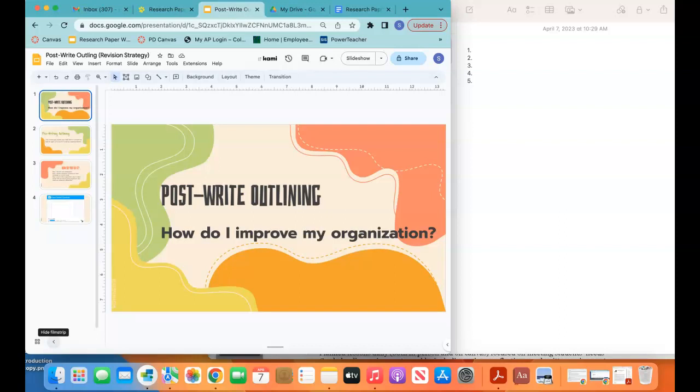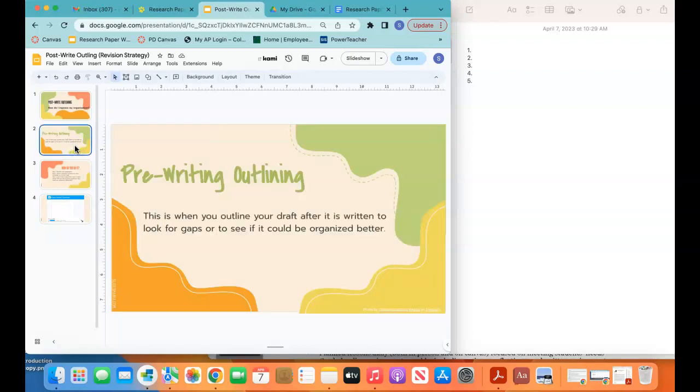Now, often we do some type of outline before we start actually writing. But one thing that can be helpful is, after we've written our paper, to look at it and re-outline it and really get an idea of what the organization is like, and did we achieve what we wanted to achieve, okay?